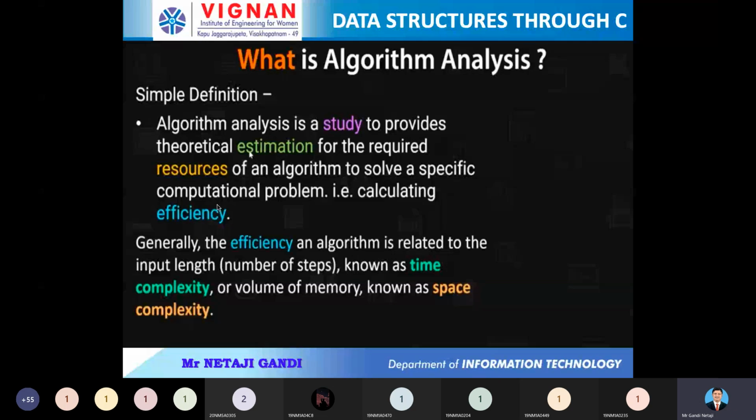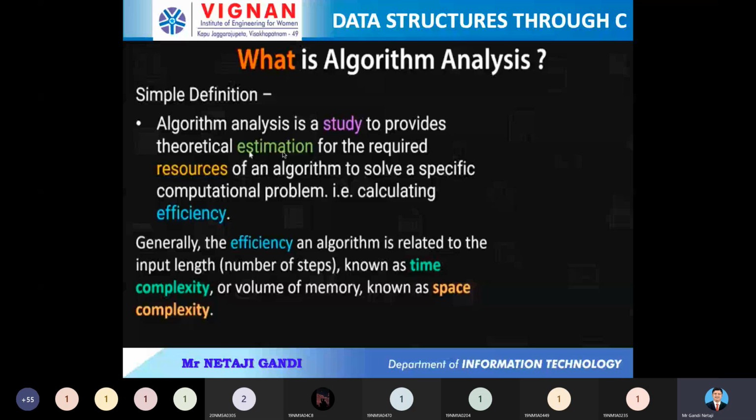The estimation is nothing but the algorithm analysis, a study to provide the theoretical estimation. For addition of 2 numbers, what variables are needed? Suppose A and B are for the input, and C is for the result. How many operators are required? Plus and equals, because C = A + B. So the estimation is very important. The algorithm analysis is a study to provide the theoretical estimation for the required resources. What are the resources here? Operators are resources.